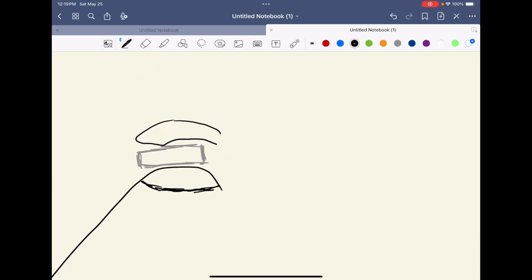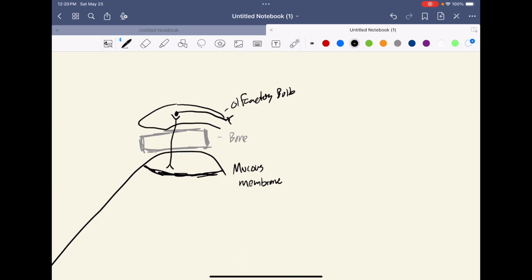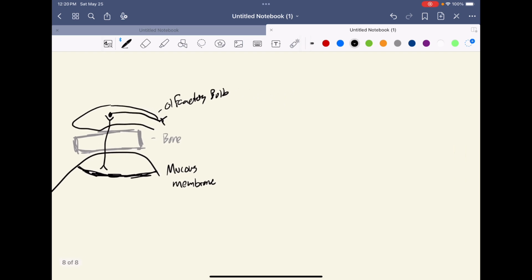When we zoom in, this is the bone that separates your mucous membrane from the olfactory bulb. The olfactory bulb is where your sense of smell will be directed to your brain. So you have a synapse here that is heading into your brain, and there are receptors that come down into the mucous membrane, which is where you pick up those chemical receptors. So it goes through the bone and into the olfactory nerve.